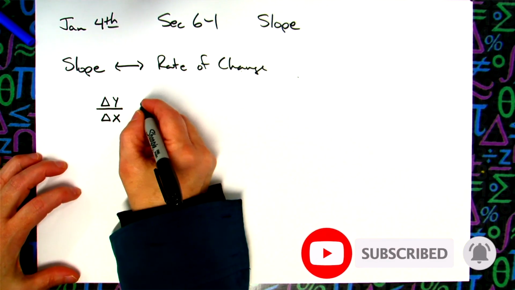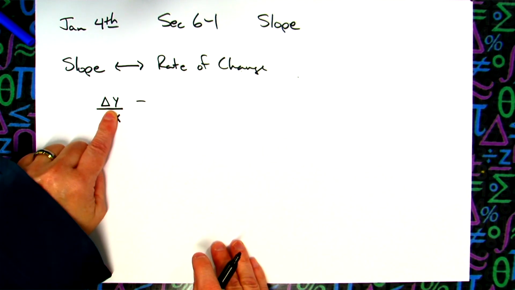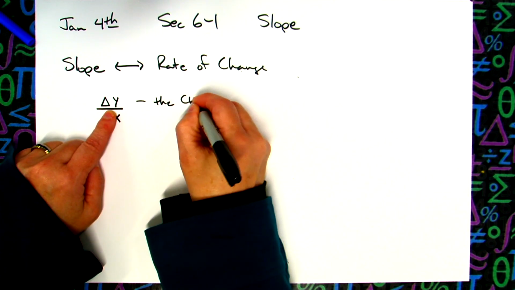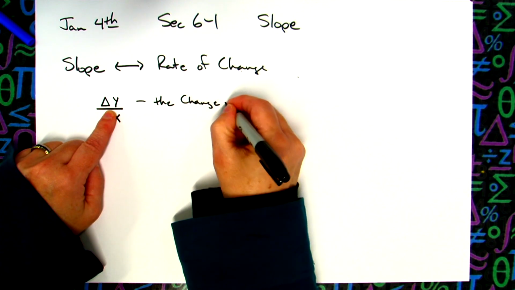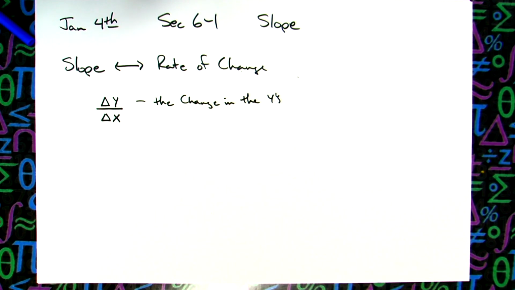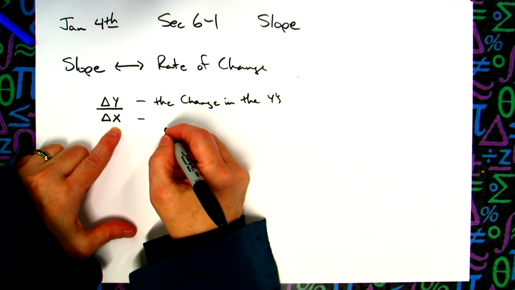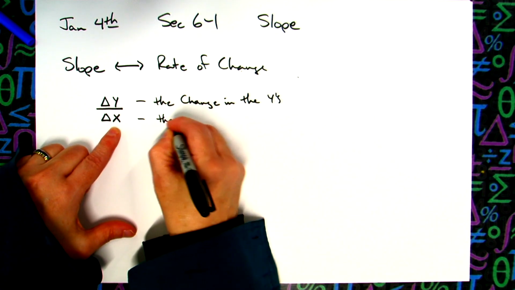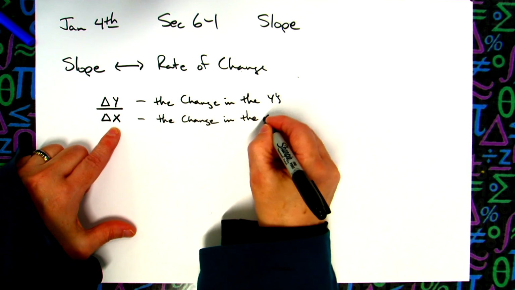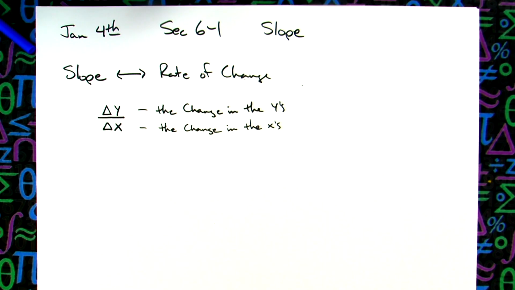Now what this means: on the top, when I say delta y, that means the change in the y's, the y coordinates. Delta x on the bottom means the change in the x coordinates, or the change in the x's. That was probably not told to you when you went over slope in middle school.